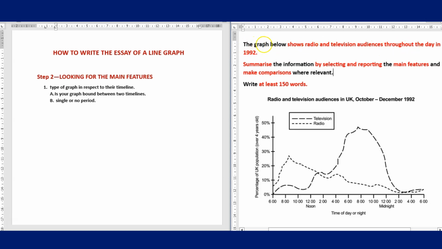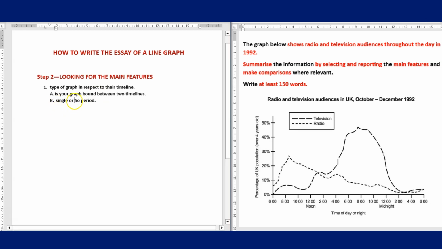So the line graph below shows the radio and television audience throughout the day in 1992. If you look at the topic, it states that it's bound between two times, October and December. And here we can see it started from 6 o'clock a.m. to the next day 6 o'clock a.m., which shows a full 24 hours. So you have to look at the graph in respect to a timeline, whether your graph is bound between two timelines, or it's just a single time or no time period at all.